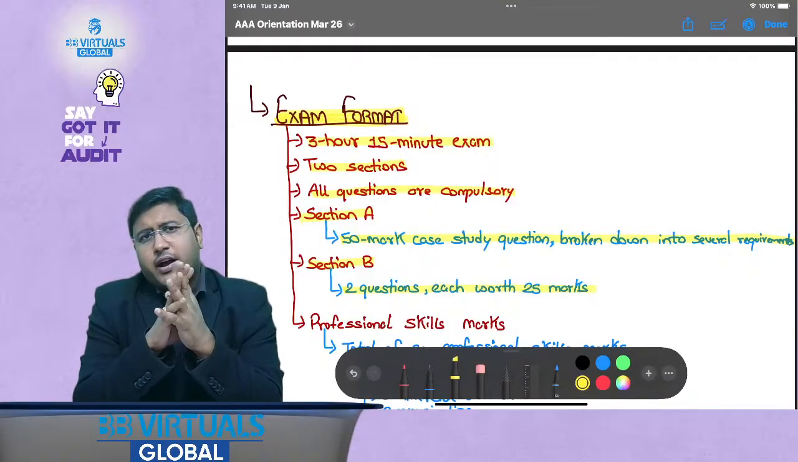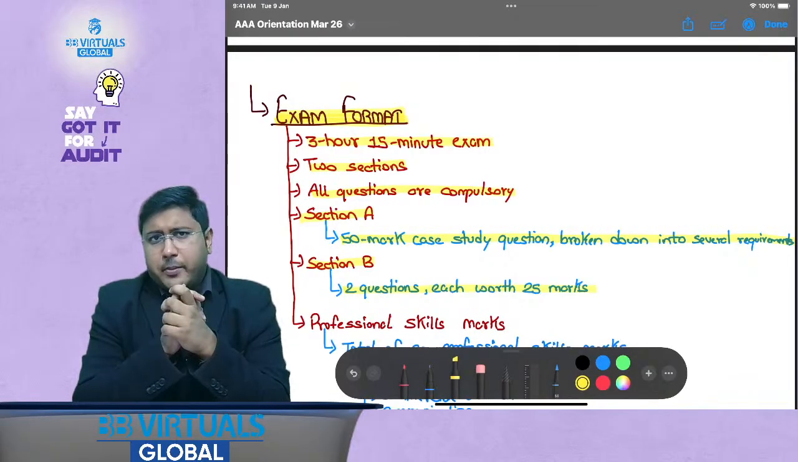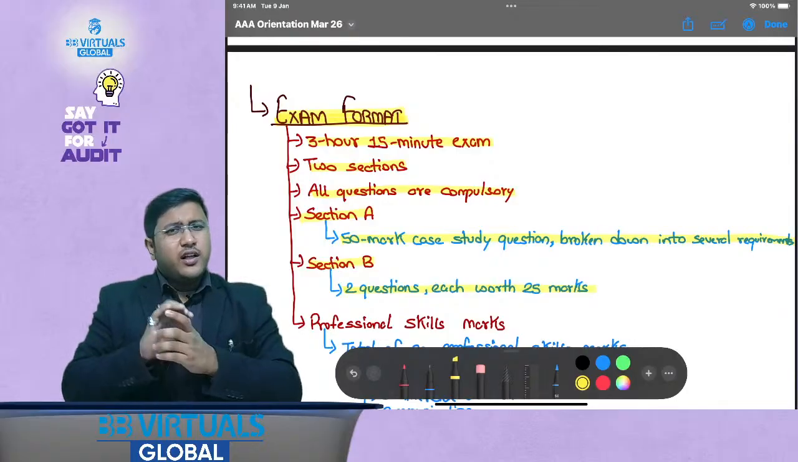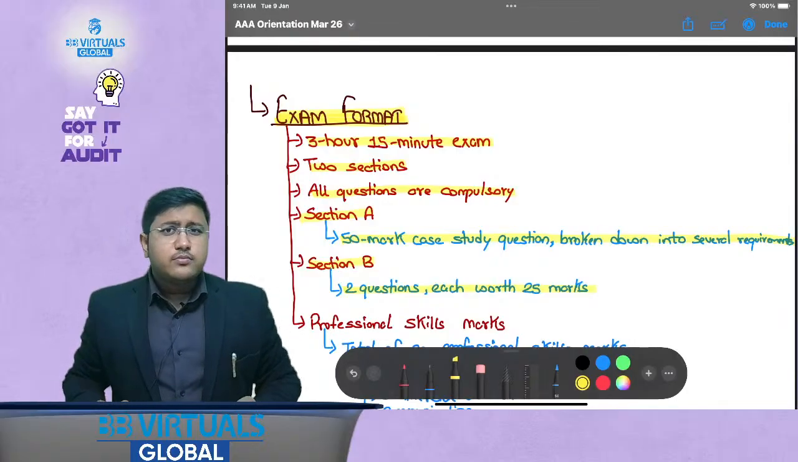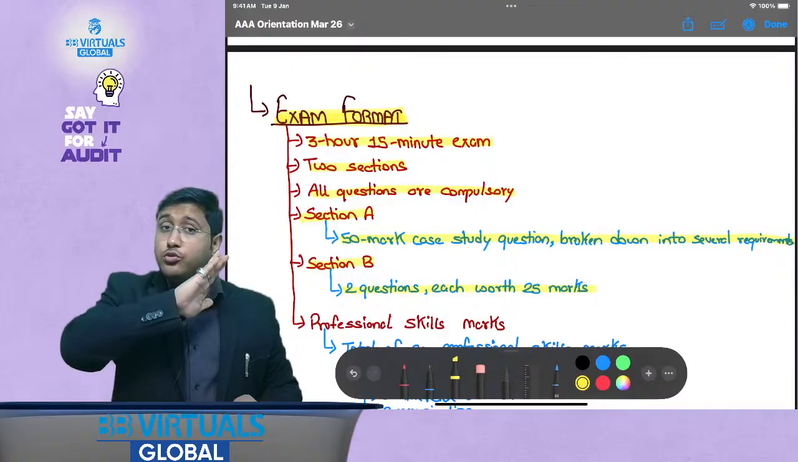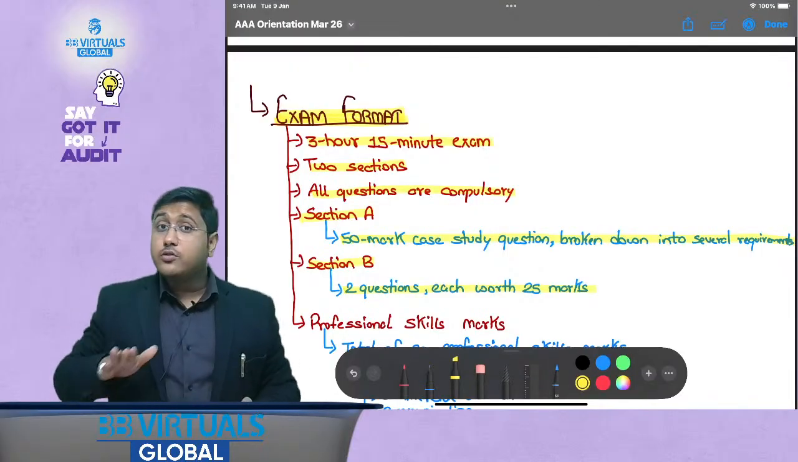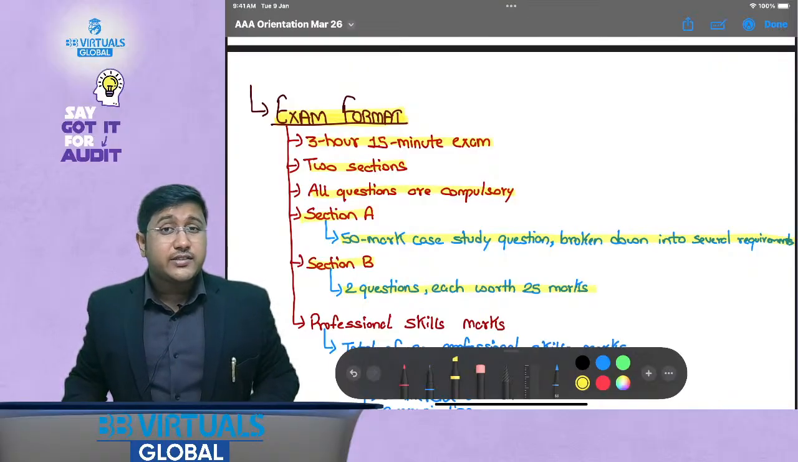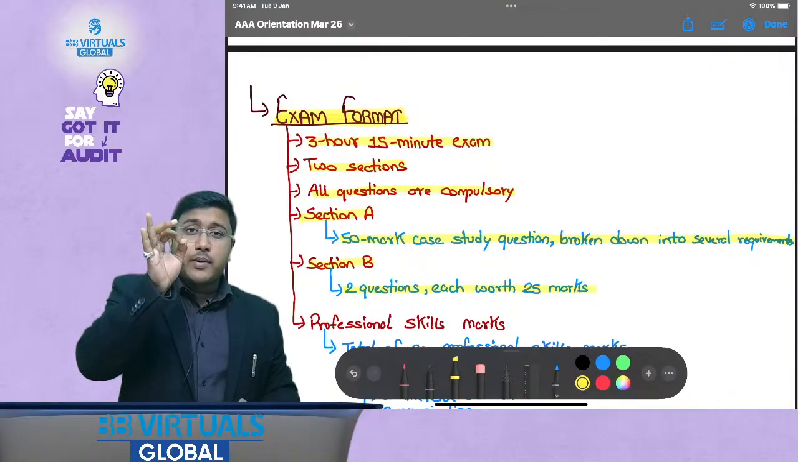If I talk to you about any of the auditing requirements, and I tell you that in this particular scenario the auditor needs to do this, do you think the auditor has any choice over there? No, there's no choice. There's no choice that is given to the auditor. What the auditor needs to do is understand everything and follow everything by the book.